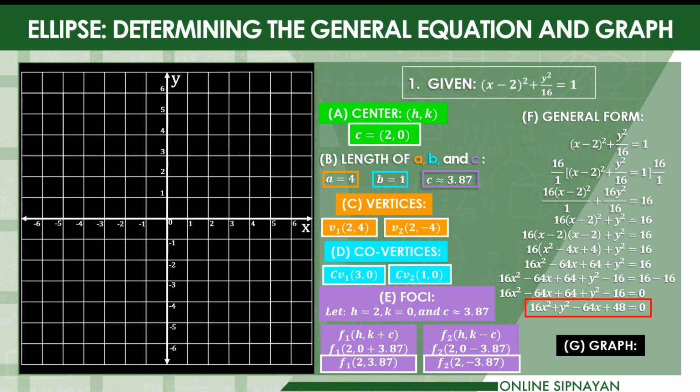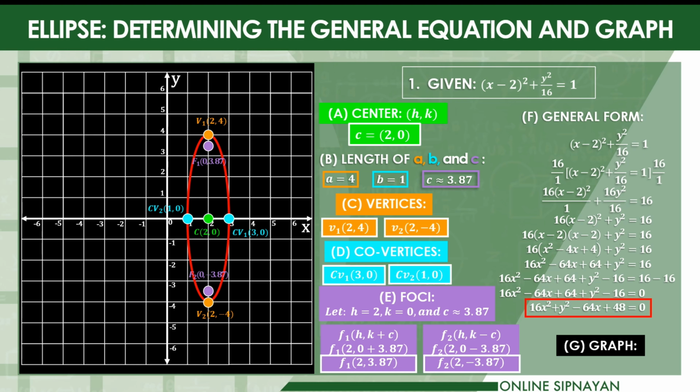Graphing this example. So center is at 2, 0. Vertex 1 is at 2, 4. Vertex 2 is at 2, negative 4. Then co-vertex 1 is at 3, 0. Co-vertex 2 is at 1, 0. Then focus 1 is at 2, 3.87. Then focus 2 is at 2, negative 3.87. So connect the points to see the graph of the ellipse.